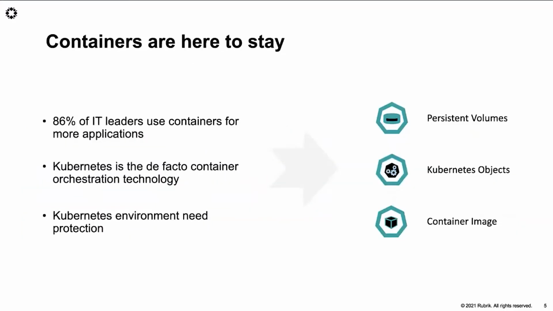So containers are here to stay, and we can even say that they are the new virtual machines. In fact, a recent Forrester report revealed that 86% of technology leaders are planning to prioritize containers for more and more of their applications. Kubernetes has become the de facto standard for container orchestration and therefore has become yet another environment that needs protection. You need to be able to protect and recover your persistent volumes, also known as the application data, your Kubernetes objects, also known as the application configurations, and the container image.